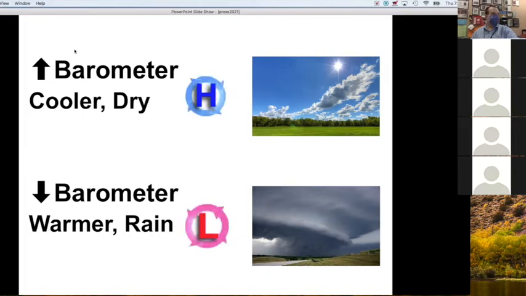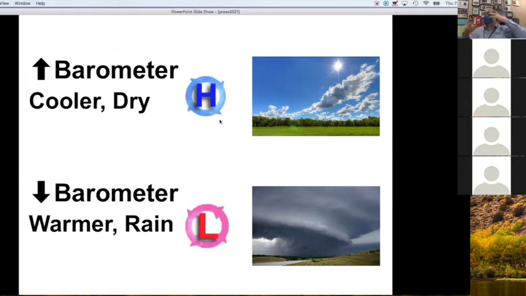And what does high pressure mean? It means drier. Nice outside, sunny, not so many clouds. So we can watch the barometer and know what the weather is going to be, up or down, rainy or sunny, just by watching this. Almost like magic.